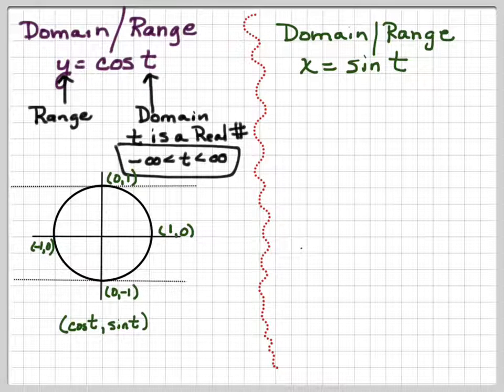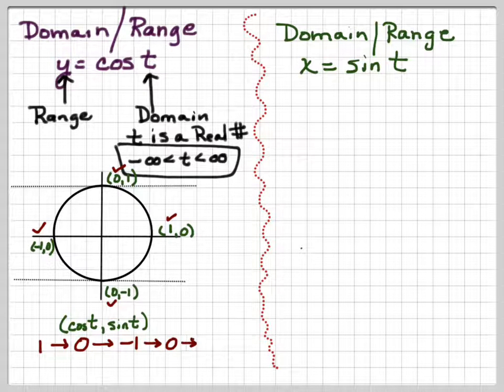So I know that my coordinate is going to be cosine t is the x and sine t is the y. So let's start with our first coordinate. At 0 degrees, cosine is 1. At 90 degrees, or pi over 2, cosine is 0. At 180 degrees, or pi, cosine is negative 1. At 270 degrees, cosine is 0. And once again, moving back to 0 or 360 or 2 pi, all the same thing, our cosine is 1.